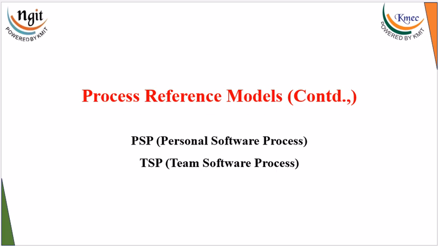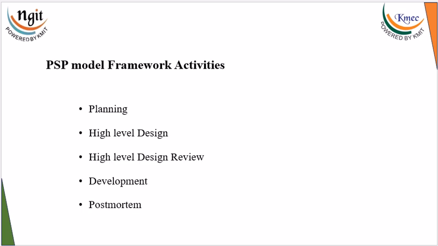by personal training. So this PSP is going to specially focus on the necessity to record and analyze the types of errors that are made by the programmers. This will help the programmers develop certain strategies in order to eliminate the errors which they come across. So this is the main focus of your personal software process. This personal software process framework consists of the following activities which are listed here. First is planning, second high level design, third is high level design review, fourth development, fifth is post-mortem.